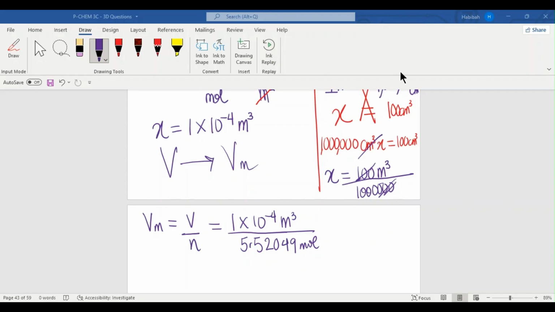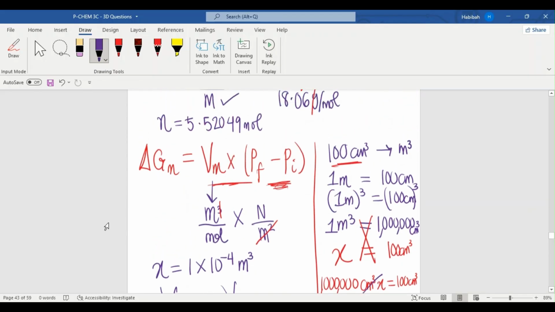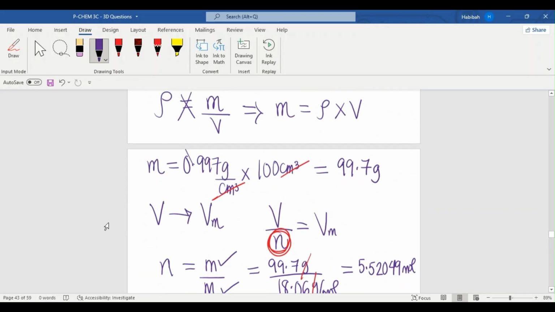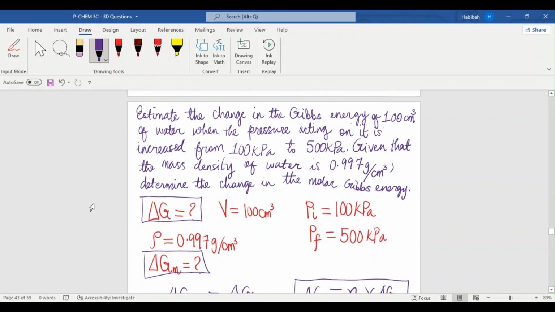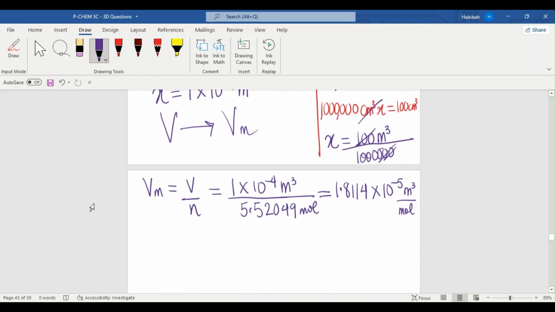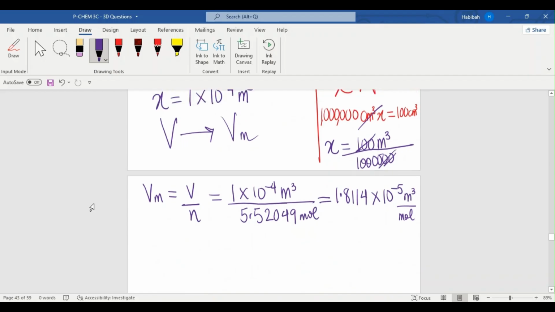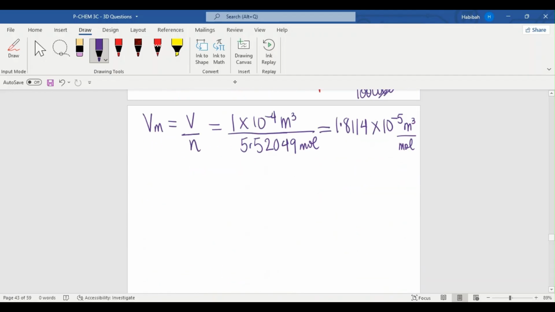I'm going to do a short review. So 1 times 10 to the power negative 4 meters cubed divided by 5.52049 mole is going to give you 1.8114 times 10 raised to the power of negative 5 meter cube per mole. Okay, so that's it. Now, of course, you have P final minus P initial. You have P final to be 500 kilopascal or 500,000 pascals. We already know Pascal is the same thing as Newton per meter square, so we don't need to manipulate anything.